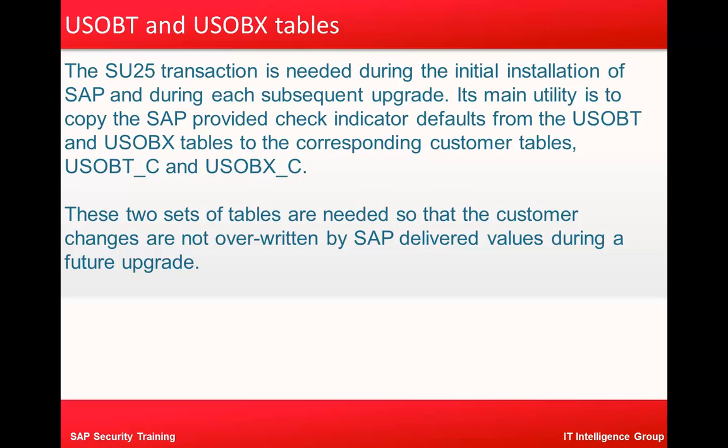So its main utility is to copy the SAP provided check indicator defaults from the USOBT and USOBX tables to the corresponding customer tables. Whenever we are performing any upgrade, SAP provides these two tables with the check indicator values, USOBT and USOBX. So all the new authorizations come here, and the customer specific authorizations are stored in the USOBT_C and USOBX_C tables. These two sets of tables are needed so that the customer changes are not overwritten by SAP delivered values during a future upgrade.